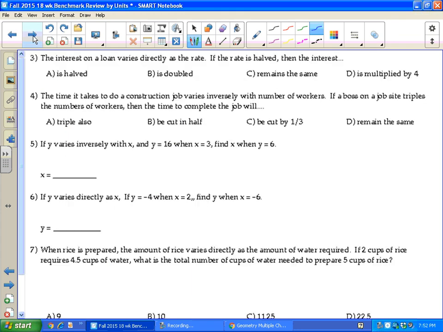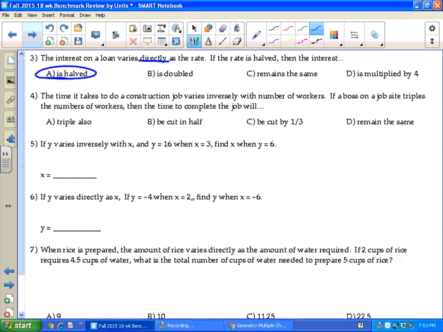Direct and inverse. Interest on a loan is varied directly with rate. It varies directly. It means it should change in the same way. So if the rate is halved, then the interest we're going to earn is also halved. Okay? It's a direct relationship. As one goes up, the other goes up, or if one goes down, the other goes down by the same amount. So if it's halved, the other one's halved.